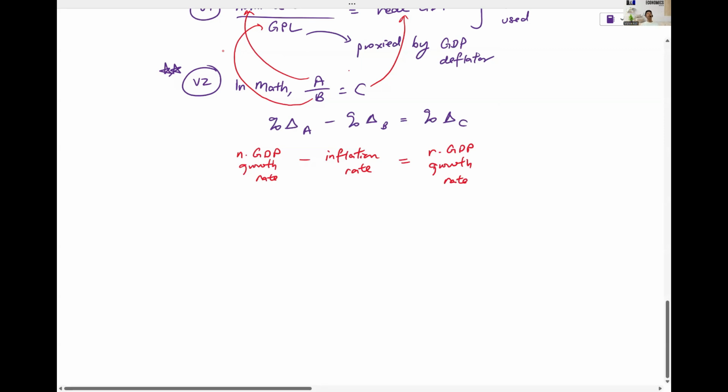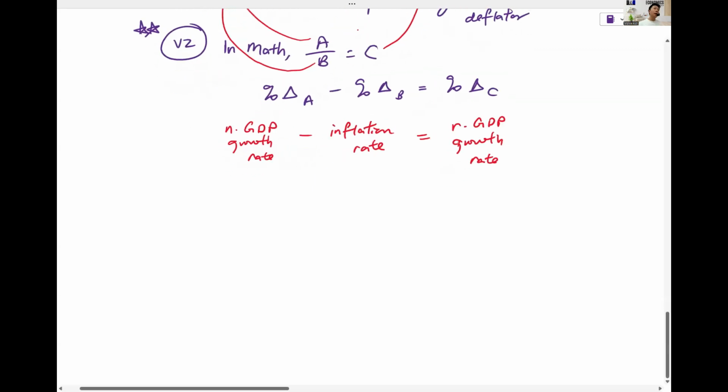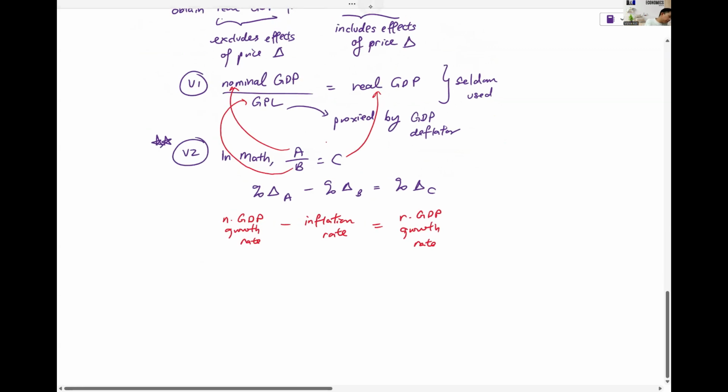This is a very common CSQ 2-mark trend question. They'll probably ask you for the trend in real GDP, then they give you the inflation rate and the nominal GDP growth rate. Okay? Any questions here? This is version 2.